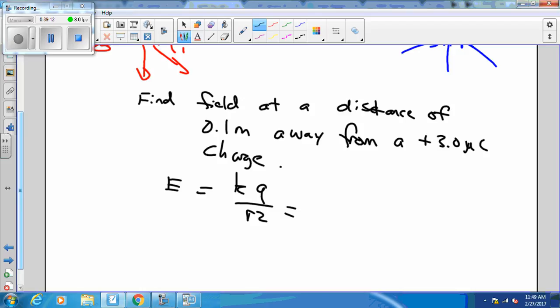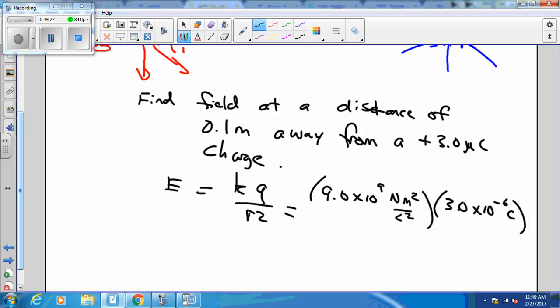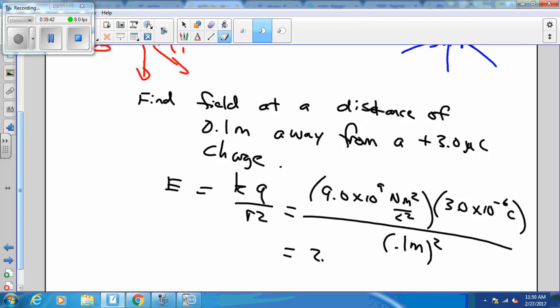So the field is KQ over R squared. And now we plug in the numbers. Times 10 to the -6 coulombs all over 0.1 meters squared. And when we do, we should get 27 times 10 to the 3rd over 10 to the -2 times 10 to the 5th. So 2.7 times 10 to the 6th.